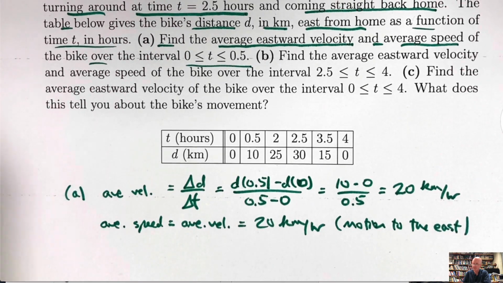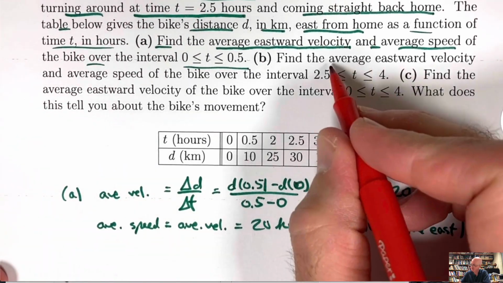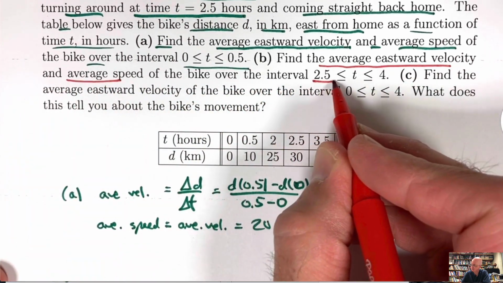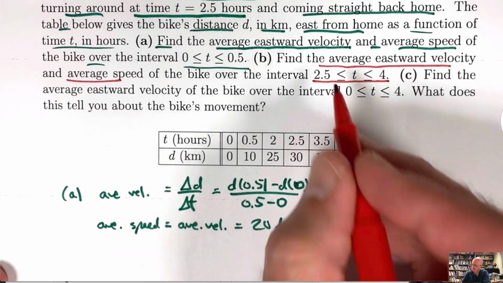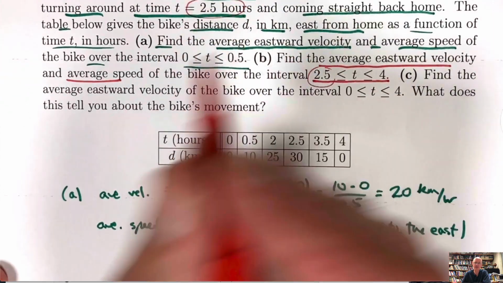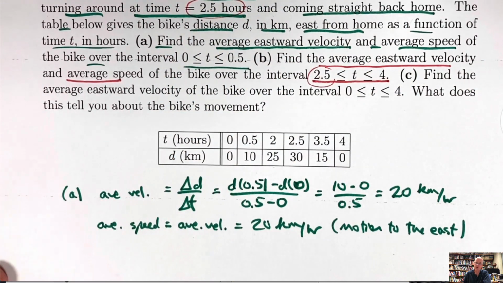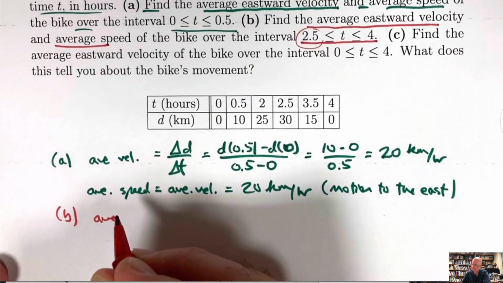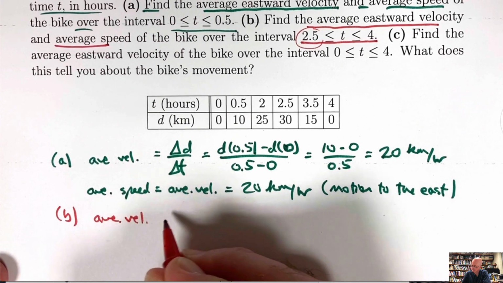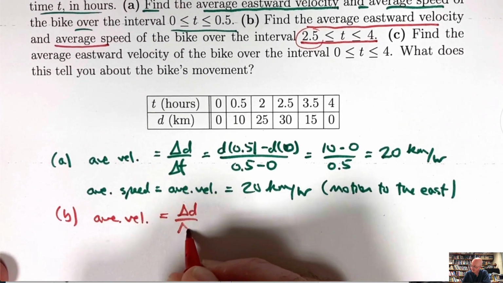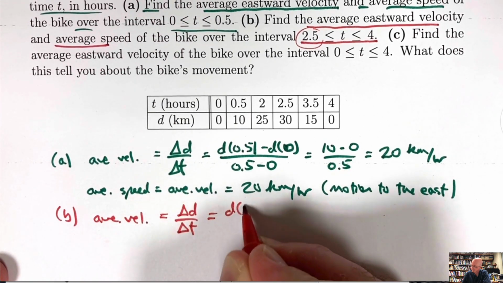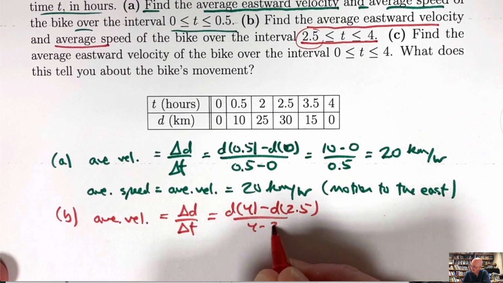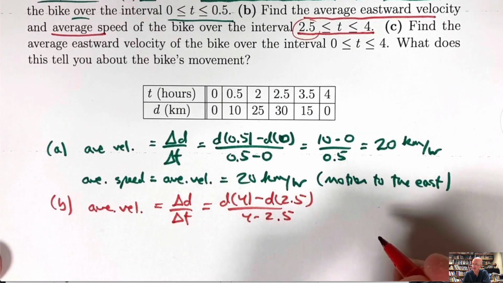For part B, it says find the average eastward velocity and average speed of the bike over the interval from time 2.5 to time 4. 2.5, that's an important time. It matches that one. That's when the biker turns around and starts going to the west. Average velocity is still delta d over delta t. D of 4 minus d of 2.5 divided by 4 minus 2.5. But now that numerator is going to be negative.